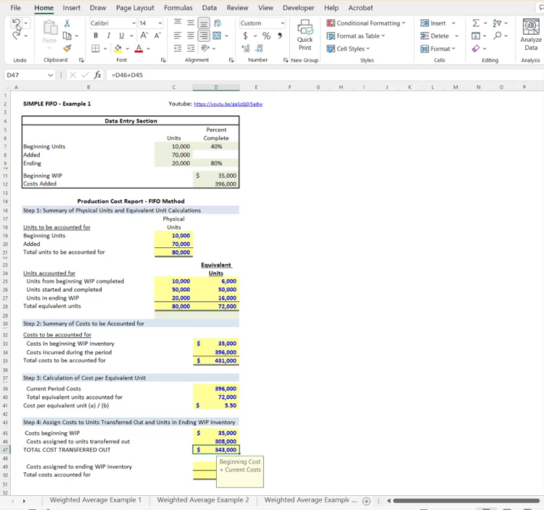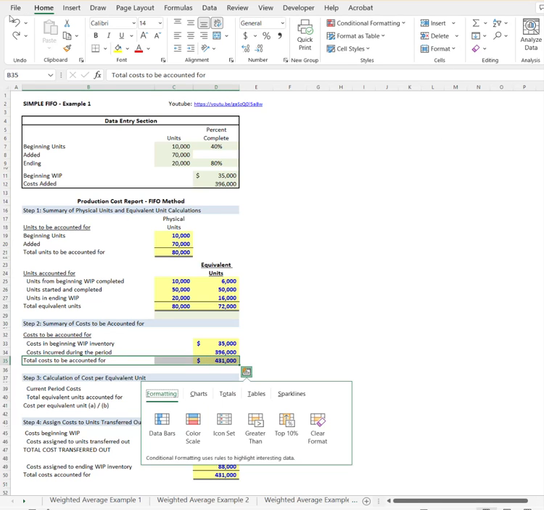a total of 343,000. The cost assigned to ending inventory is the 16,000 equivalent units at $5.50 for a total of $88,000. Last step, we want to make sure the cost that we've accounted for, $431,000, equals the total cost that we began with, the $431,000, and it does.